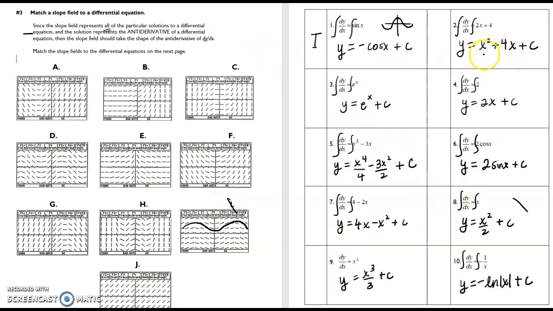Okay, number 2, x squared plus 4x plus c. I know that's going to be a parabola facing up. And I know it's not going to be symmetric to the y-axis just because it's shifted over because of that 4x. So I'm looking for some parabola facing up, shifted over. That's going to be A right here. Let's go ahead and actually fill in some of our graphs so we can kind of see their shapes over here. That will help us match up our solution curves.